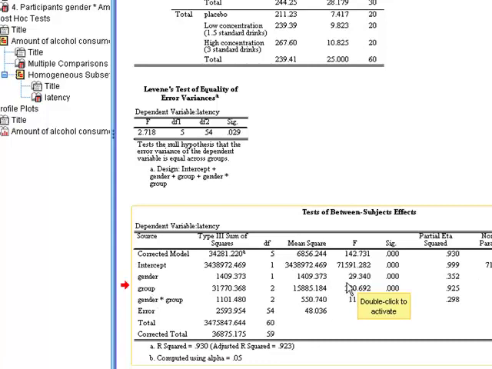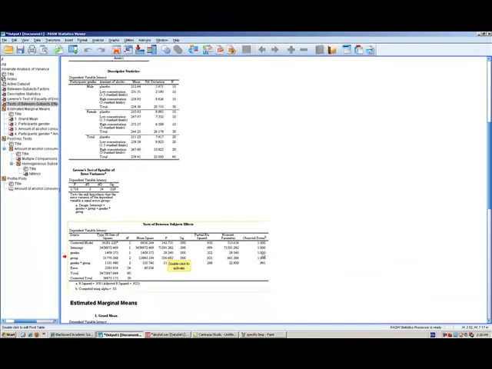Group, we can see F with 2 and 54 degrees of freedom equals 330.69, P is less than 0.001. The effect size is large and the observed power is high, indicating that it's reliable. A fully crossed interaction is going to make those main effects unreliable.